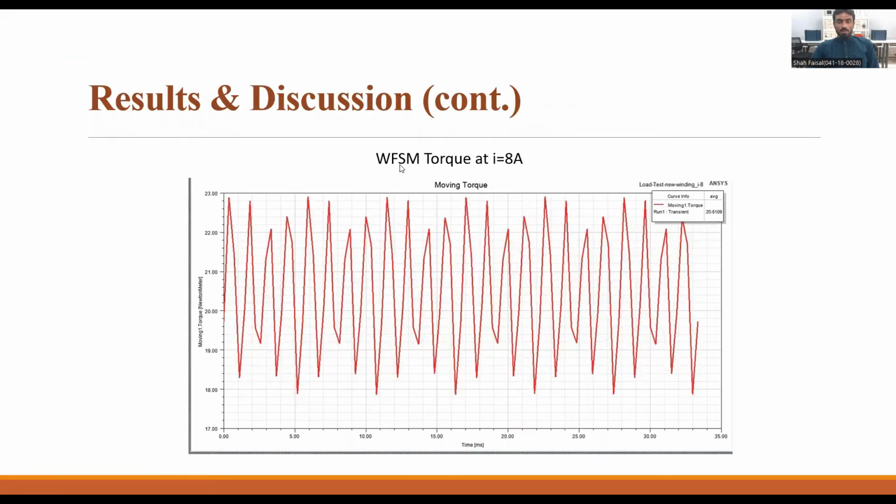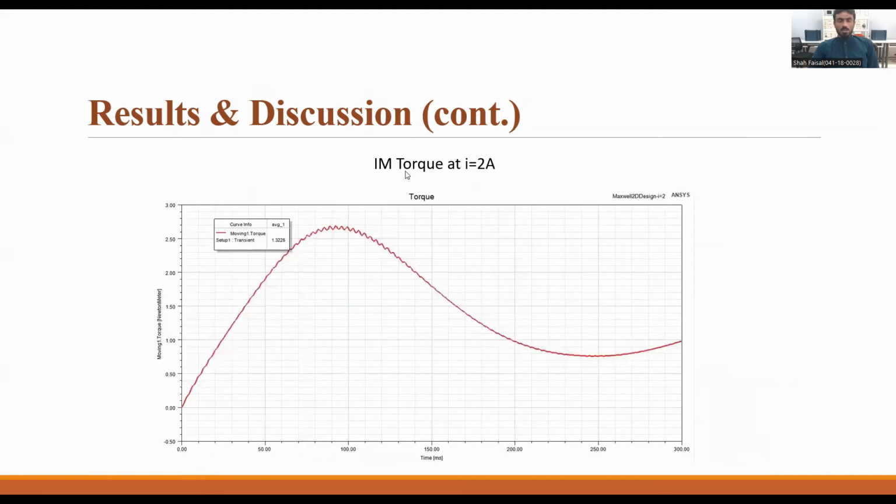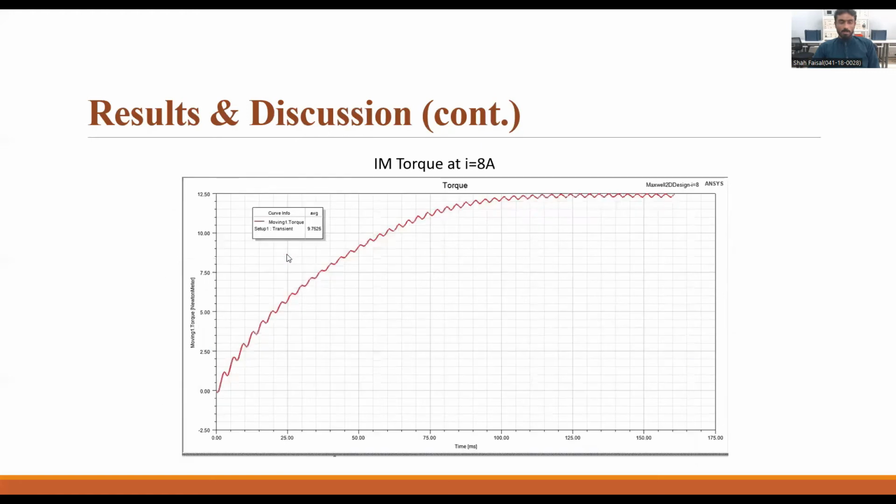The wound field synchronous motor torque at an input current of 8 ampere is 20.5 Newton meter. And the torque of the induction motor at an input current of 2 ampere is almost 1.32 Newton meter on average, and at 8 ampere it is 9.75 Newton meter.